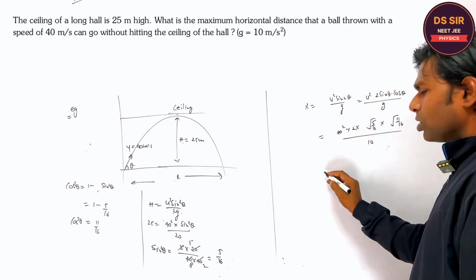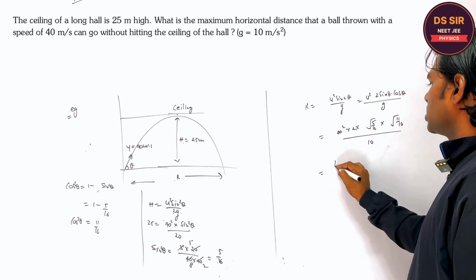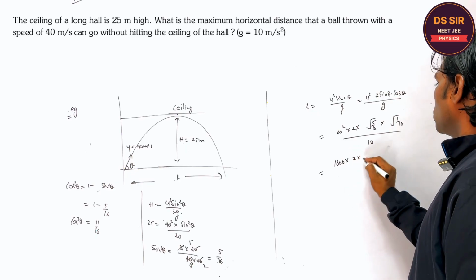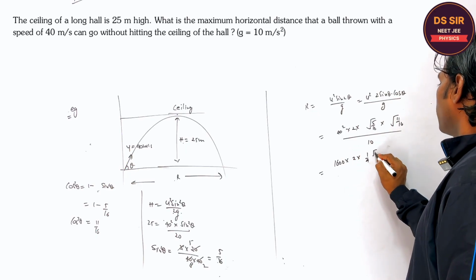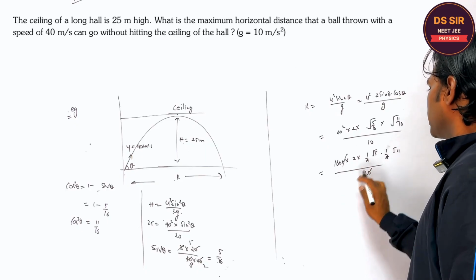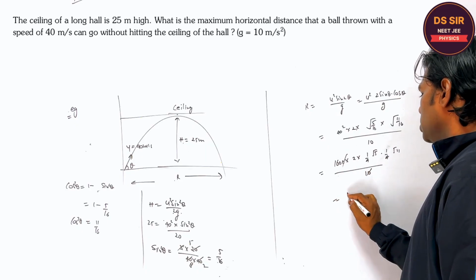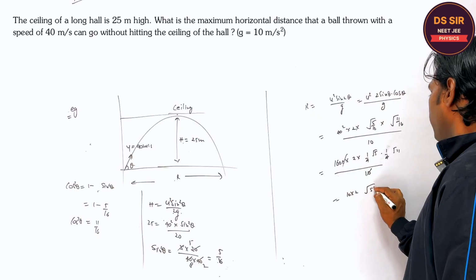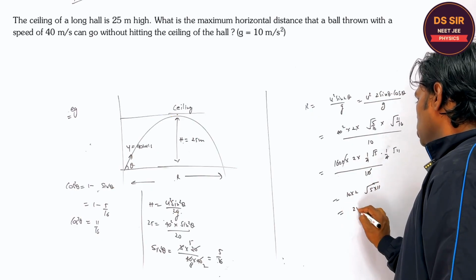Is it clear or not? So this is 1600 into 2, 1 by 4 root 5, 1 by 4 root 11, upon 10. 4 times 4 is 16, so this is 10 into 2 into root 5 into root 11. So this is 20 root 55.